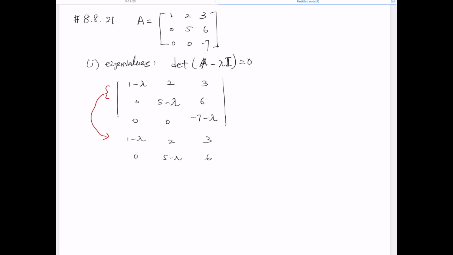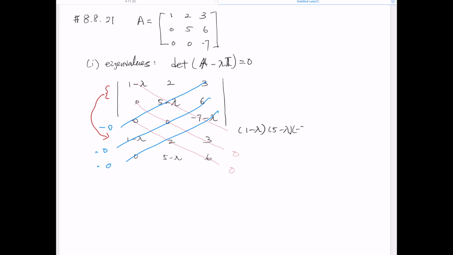And we're going to look at the diagonals. Here, this is 0, we don't have to worry about it. This is 0. And for the opposite direction, this is 0, this is 0, this is 0. All negative of that. Therefore, we have 1 minus lambda, 5 minus lambda, negative 7 minus lambda. This is the only term which is not equal to 0.